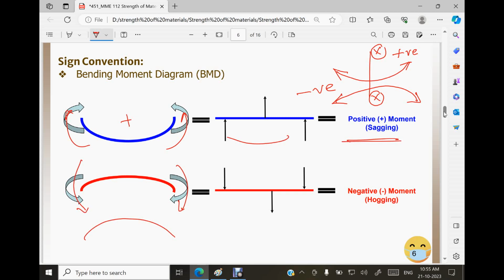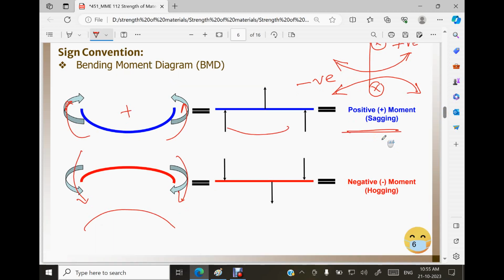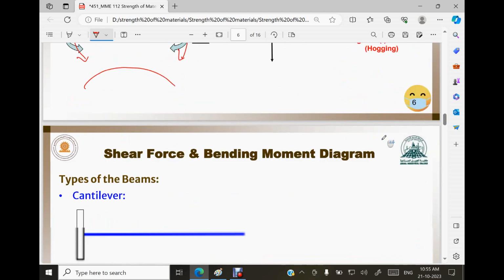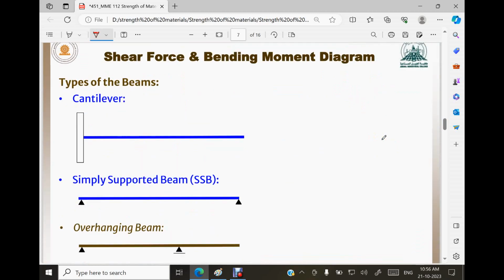So this is what I also have written on the right side. This is the sign convention for bending moment. It is very essential. Before we start any problem, we need to follow this rule. Now let us see here what are the different types of beams.